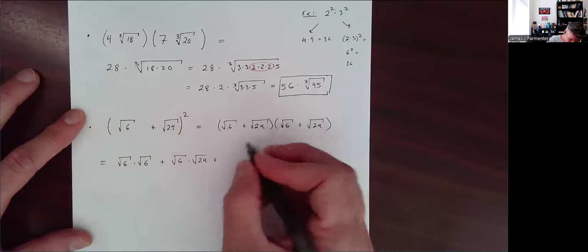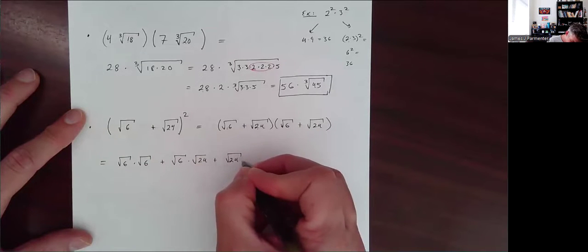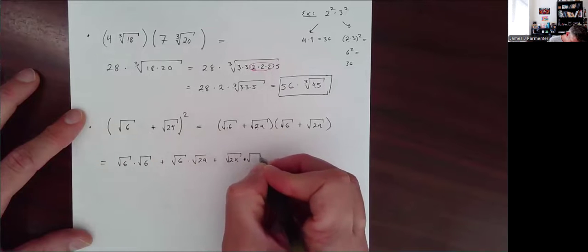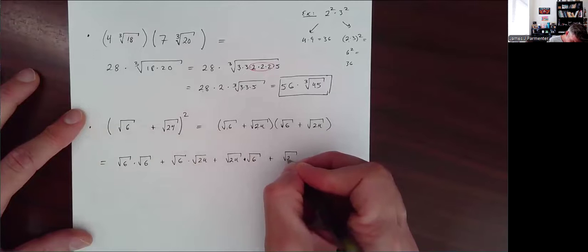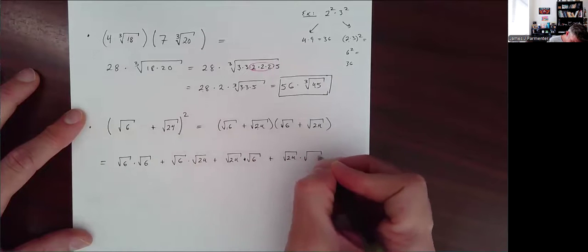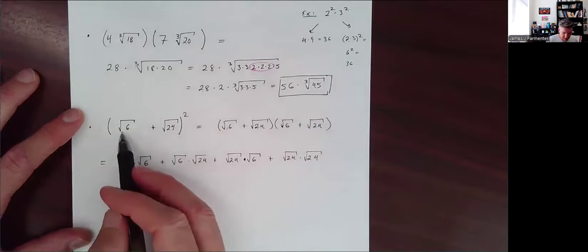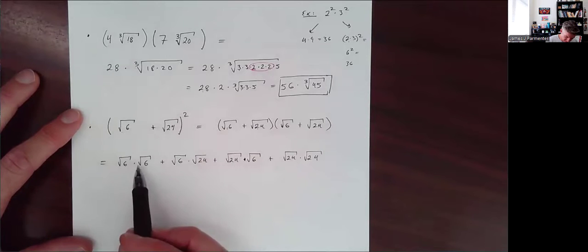The root 24 times root 6, which is the inner terms. And finally, the root 24 times root 24, which is the last. Now, a couple things to recognize here. This is kind of a typical pattern. When you have something plus something quantity squared, you always get the first thing squared, right?